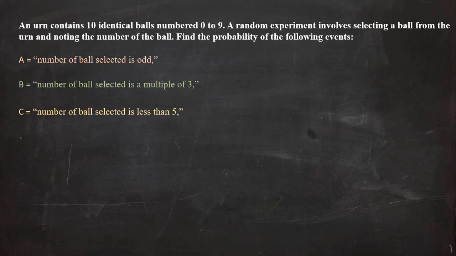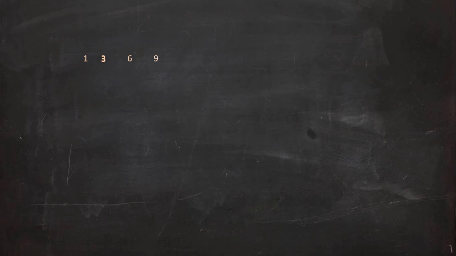So actually we have this scenario in which we have 10 identical balls in an urn, and we have to select a random ball from the urn, and then we have to find the probability of the events which are given here. So what steps do we have to follow to find the probability of an event? In order to solve the question, the first step is understanding the question. After it you have to write the sample space of the given question.